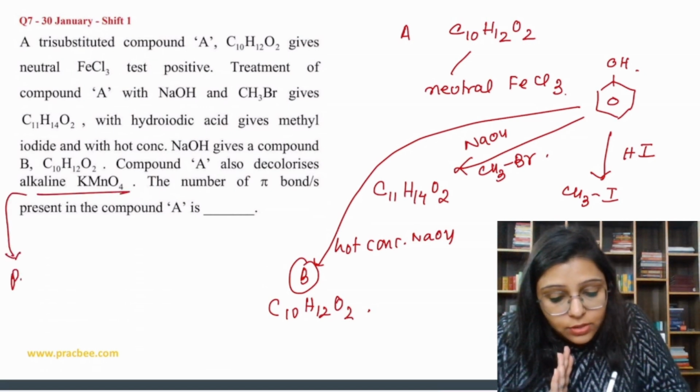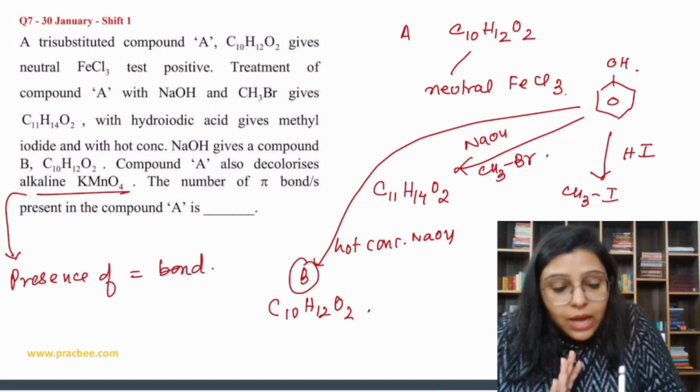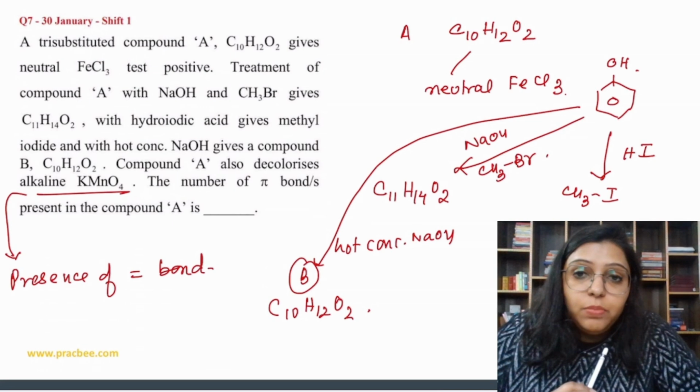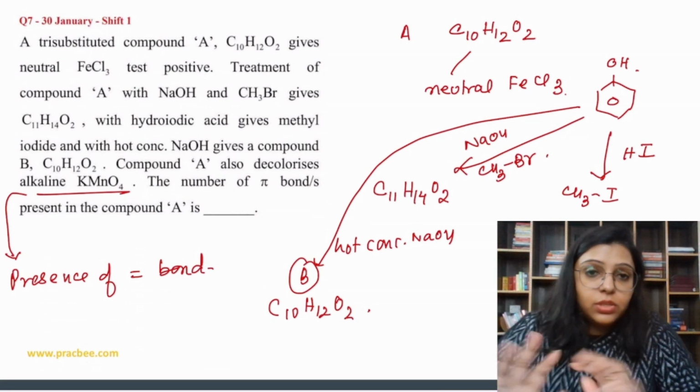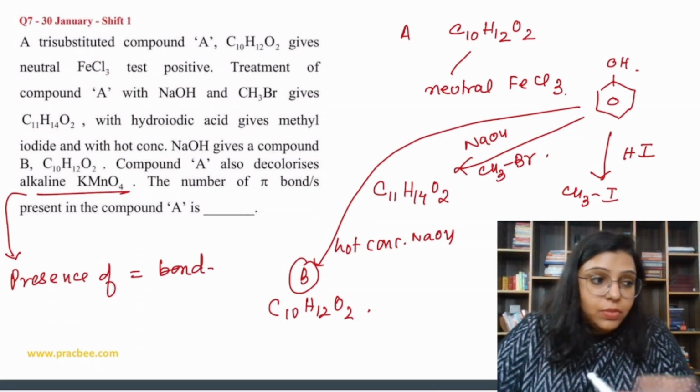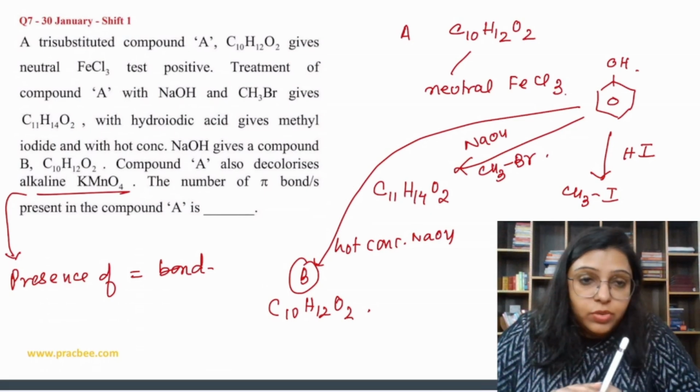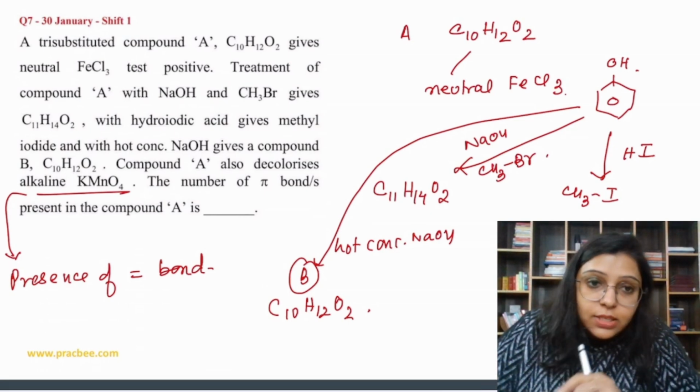Compound A also decolorized alkaline KMnO4. That is the presence of double bond. Yeah, presence of double bond is there. Now we have to find out number of pi bonds present in the compound A. So see, we have so many approximations, we have so many compounds for that. So how to do these type of questions?